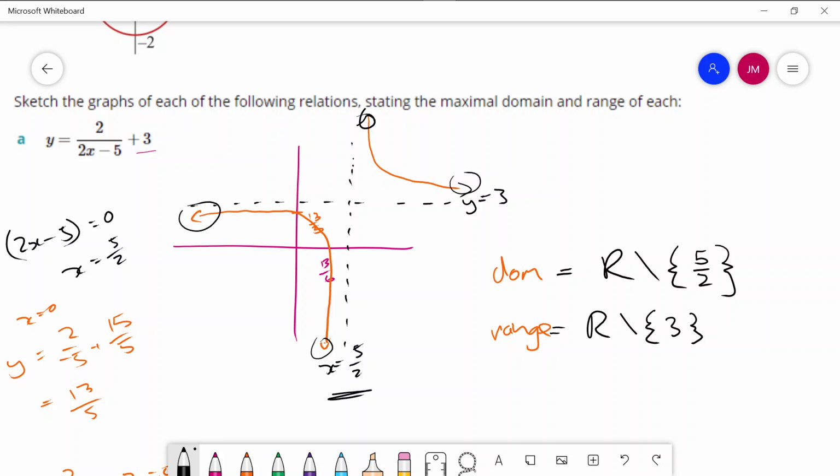If we had a linear graph and we're given a domain, then we can use those endpoints to state the domain and range.